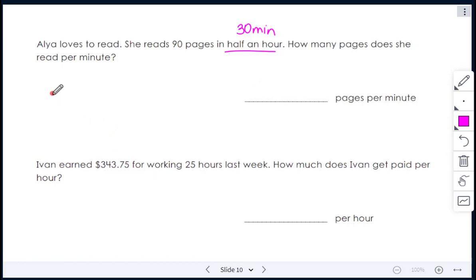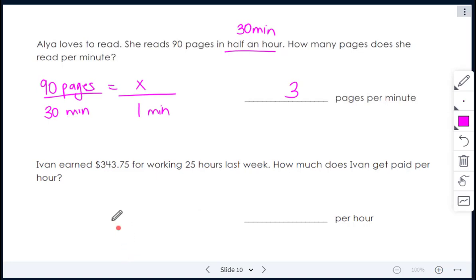All right, so 90 pages in 30 minutes. How many pages is she reading in 1 minute? Simply 90 divided by 30, which is 3 pages per minute.